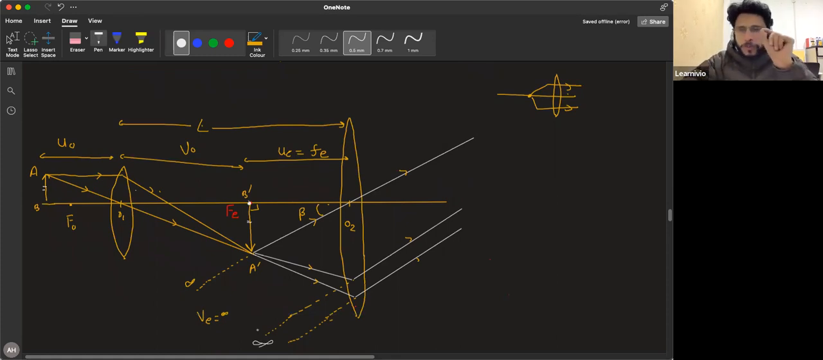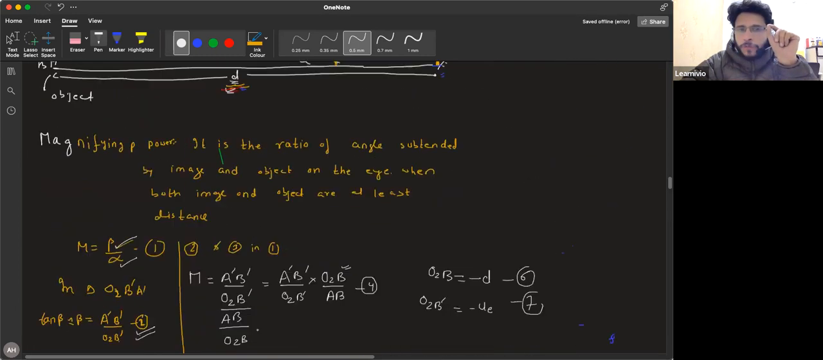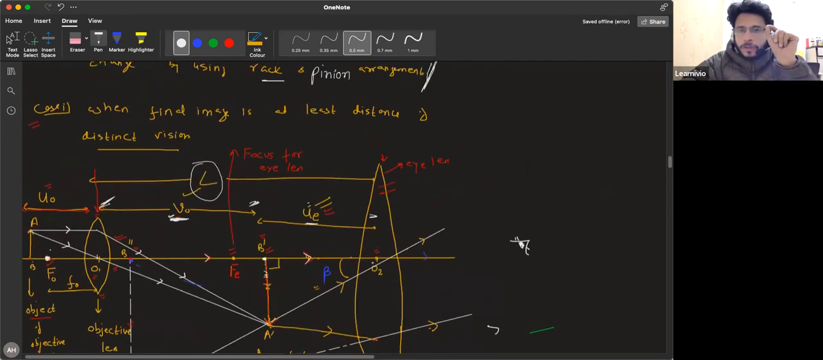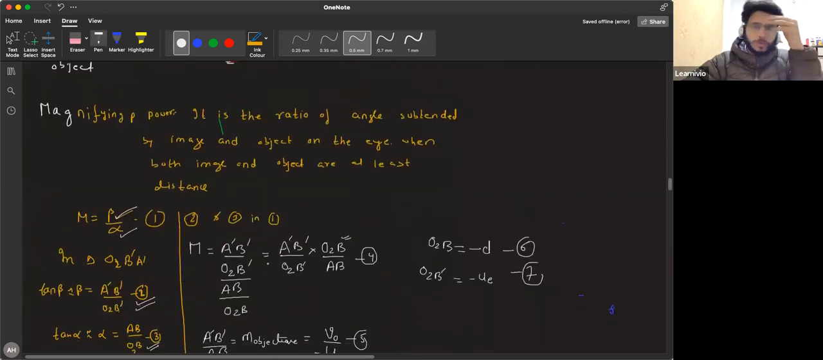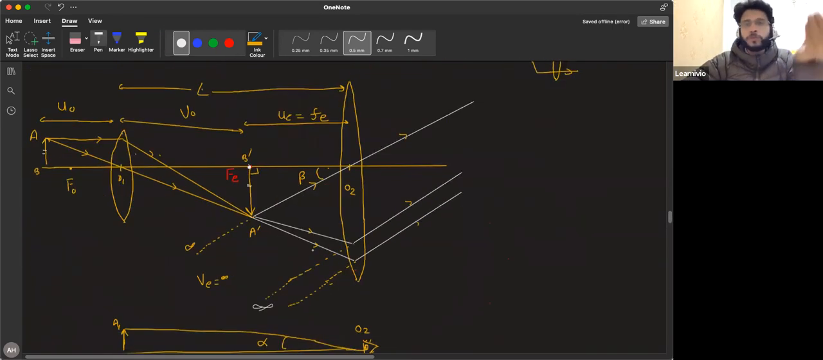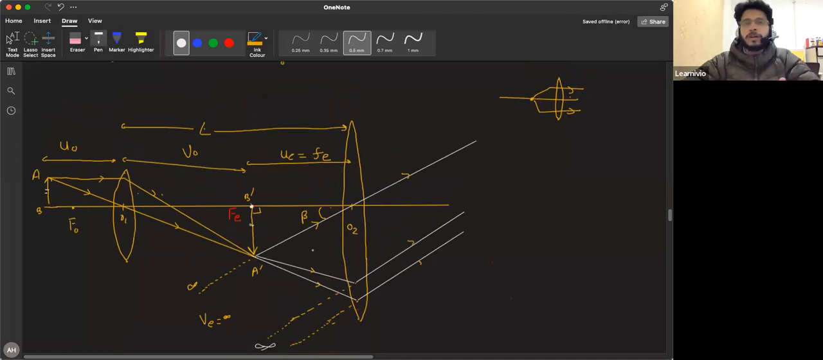So a slight difference in the derivation: instead of Fe, see here, your object was in between the optical center of the eye lens and the focus of the eye lens. But now your object is exactly at the focus. So when your object is exactly at the focus, your final image will be at infinity. This is the ray diagram.